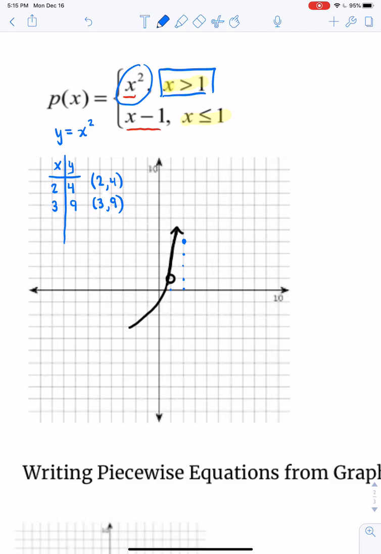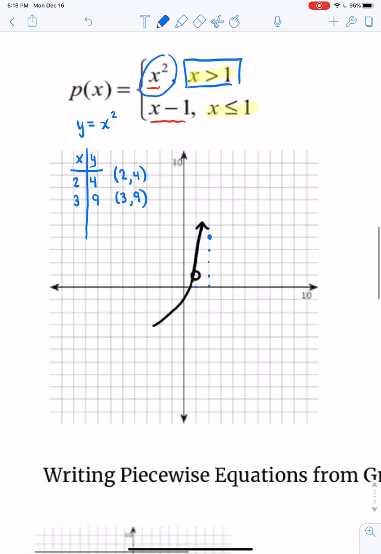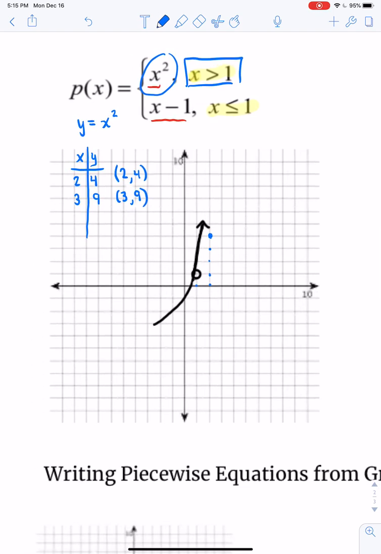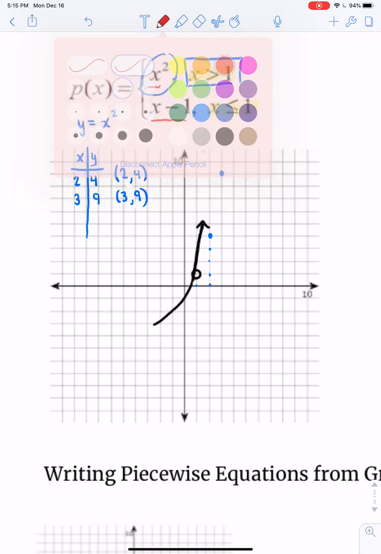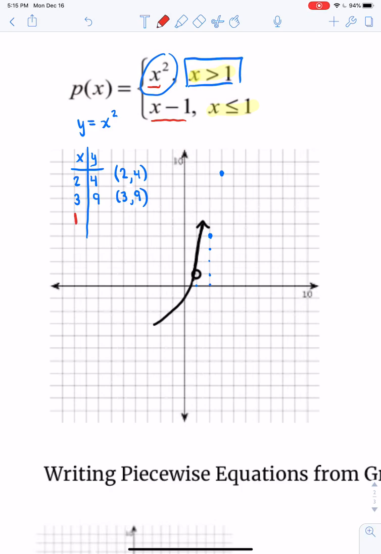And 3, 9 would be 3, 1, 2, 3, 4, 5, 6, 7, 8, 9 right here. And we know that the general shape of the quadratic is going to be curved. Well, just for fun, what if you did put in 1? If you put in 1, what would 1 squared be? It would be 1. So you would have an open circle at 1, 1.